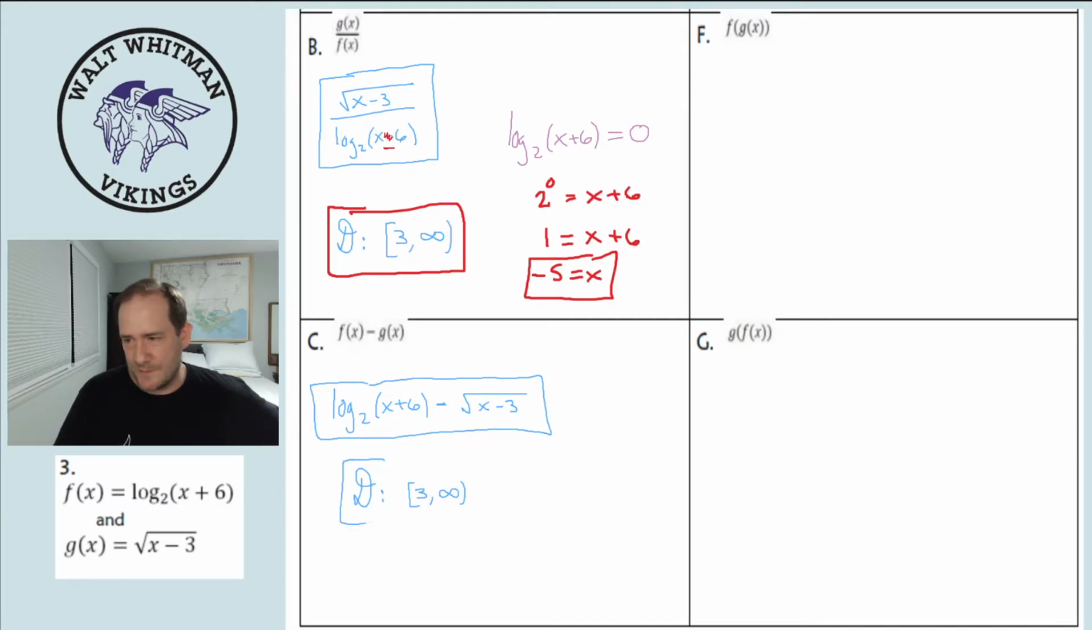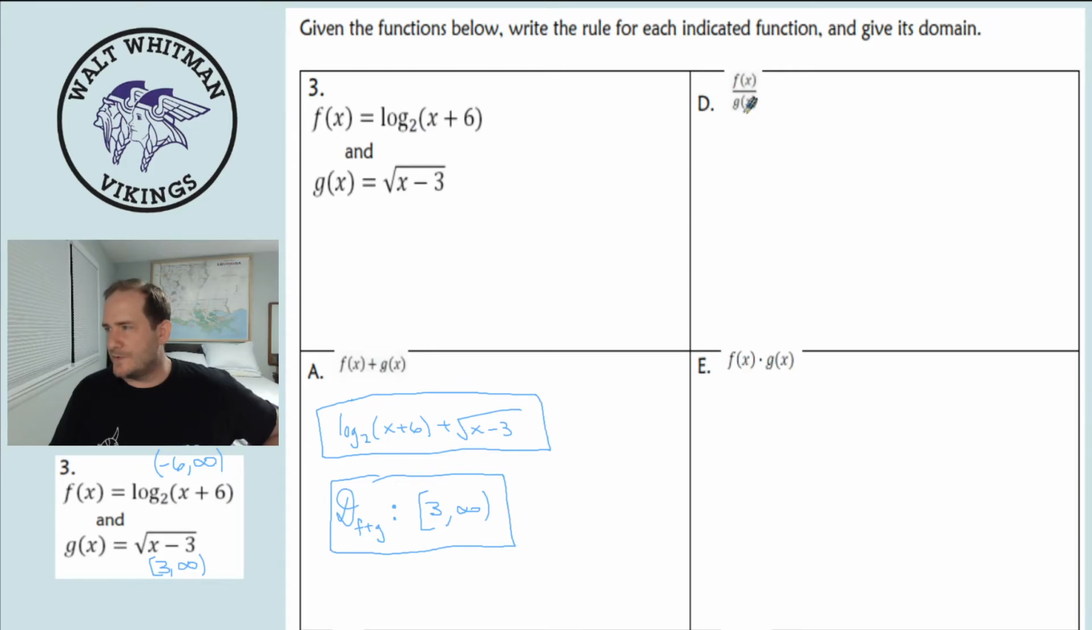Not a lot to do here for part C, so for once in my life, I'll try to keep it short and sweet and move on. All right, next quotient function, or should we do the product? Let's do the product, get it out of the way.